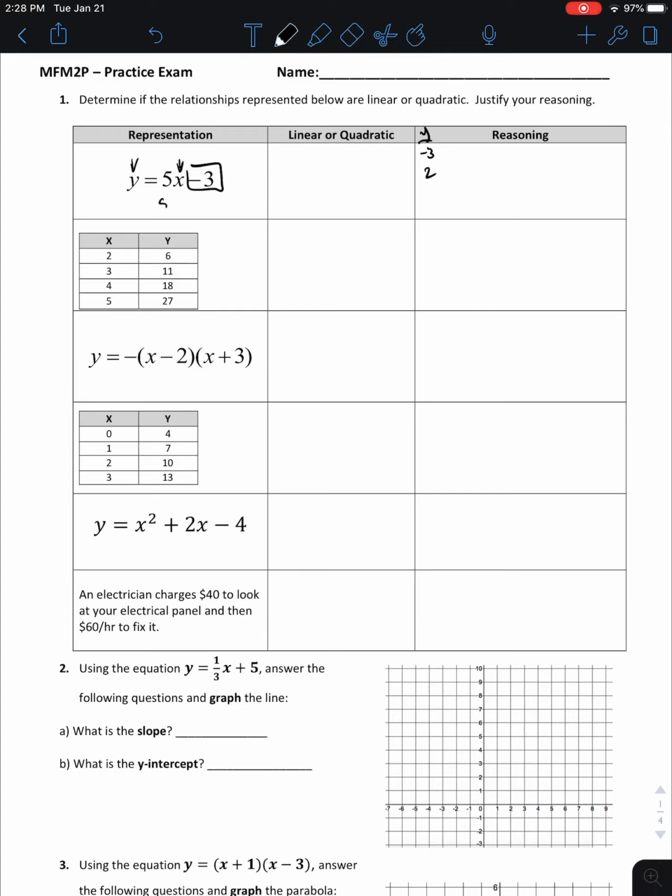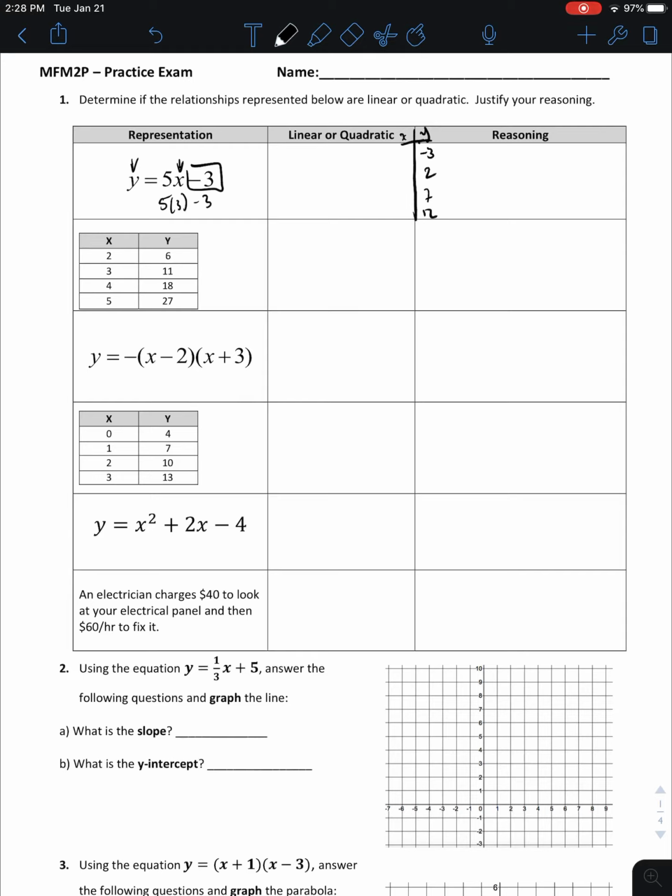And then we can do the next one. 5 times 2 minus 3. Well, 5 times 2 is 10, minus 3 is going to be 7. And we'll do one more. 5 times 3 is 15, minus 3 is going to be 12.